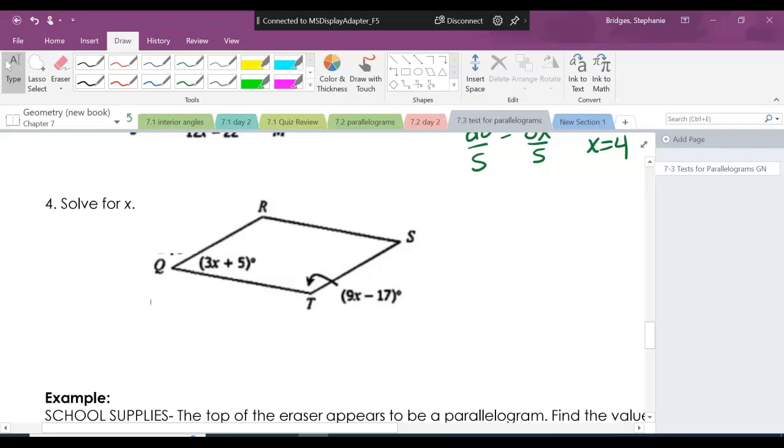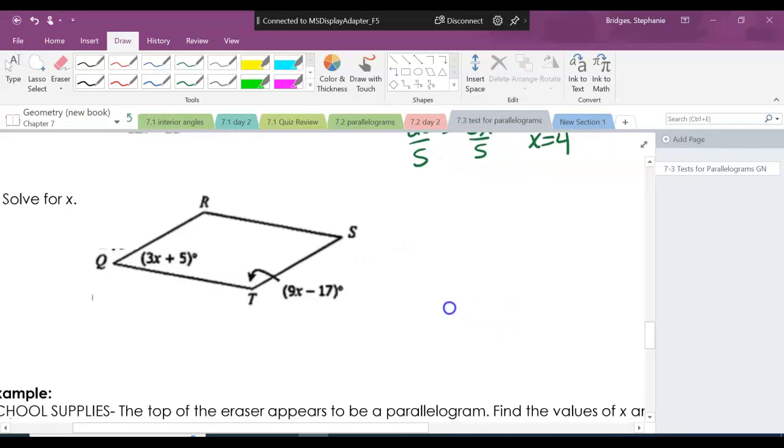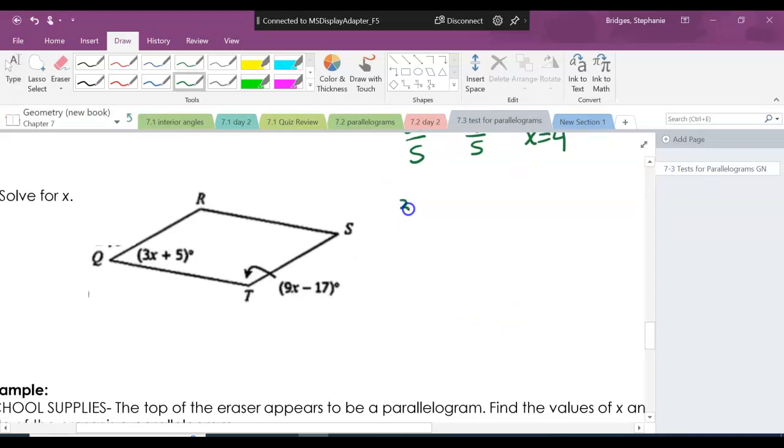So Q and T, those are my consecutive angles. They are next to each other. That means they add together to equal 180. We do not set them equal to each other. They are not opposite. They are consecutive. So when we set up our equation, we're going to take both of them, 3x plus 5 plus 9x minus 17. There you go. And finish solving that for x.